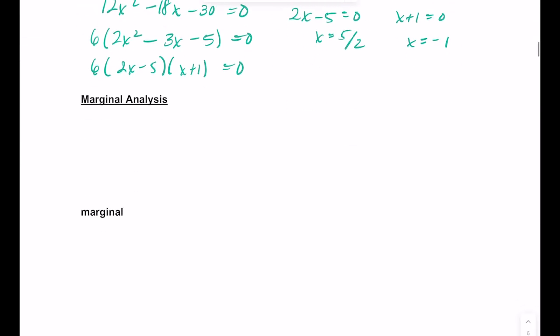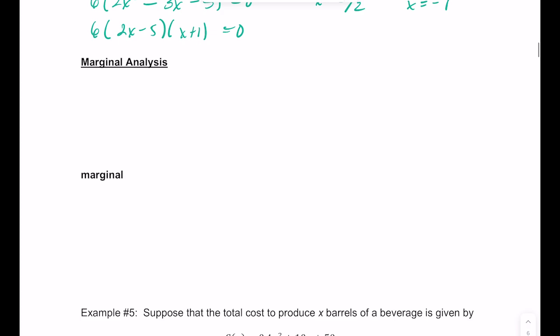One application of all of this is marginal analysis. We kind of looked at the term marginal in previous lessons, right? And when we talked about marginal, we were looking at the slope. So marginal analysis includes concepts like marginal cost, which we looked at before, marginal revenue, and of course, marginal profit.